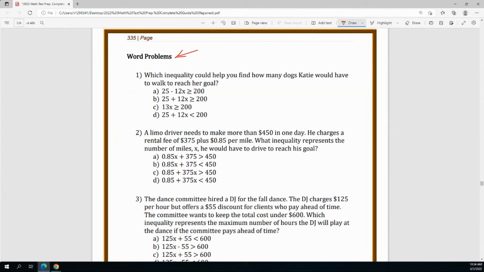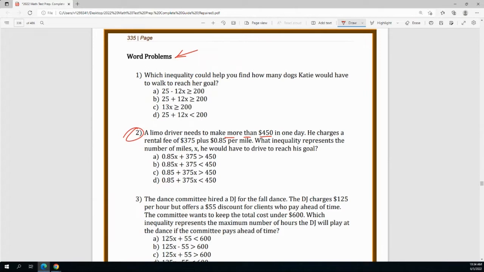Word problems with inequalities. Let's give it a shot. So let's look at number 2. A limo driver needs to make more than $450 in one day. He charges a rental fee of $375 plus 85 cents per mile. What inequality represents the number of miles X he would have to drive to reach his goal?